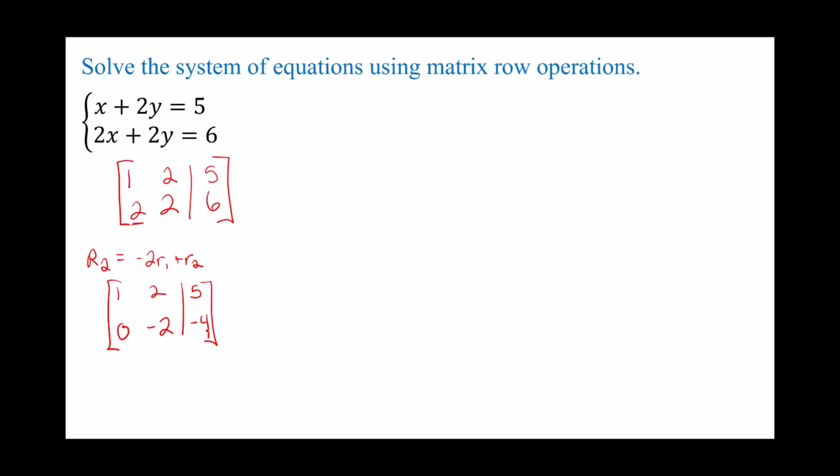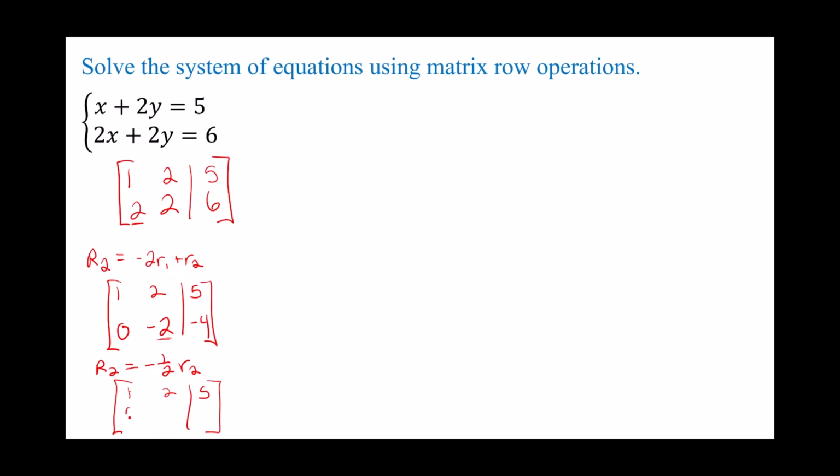Once you're done with the first column, the next thing you want to do is go to the second column and make this number a leading one by multiplying that row by negative 1/2. So I'll say my new row 2 is negative 1/2 the old row 2. Remember, we can multiply any row by some non-zero constant. So my row 1 still staying the same. My row 2, I'm multiplying by negative 1/2.